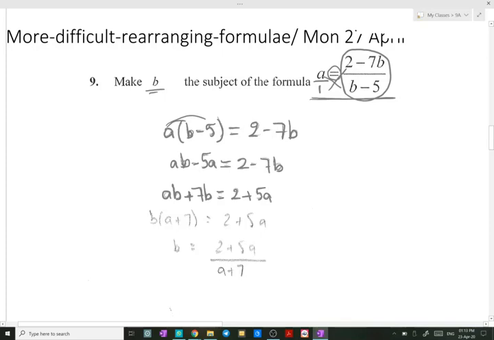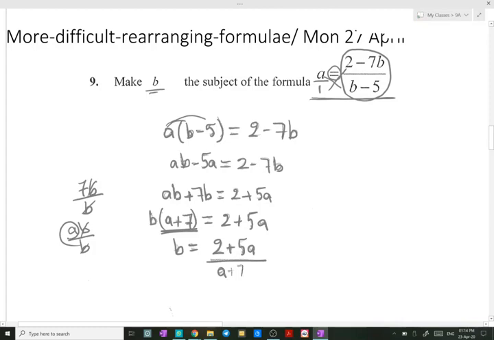And then we factor the b into a plus 7, because when you divide ab by b, you get a. And when you divide 7b by b, you get 7. Therefore, we continue. This is equal to 2 plus 5a. Then we divide by a plus 7. Therefore, b is equal to 2 plus 5a over a plus 7.